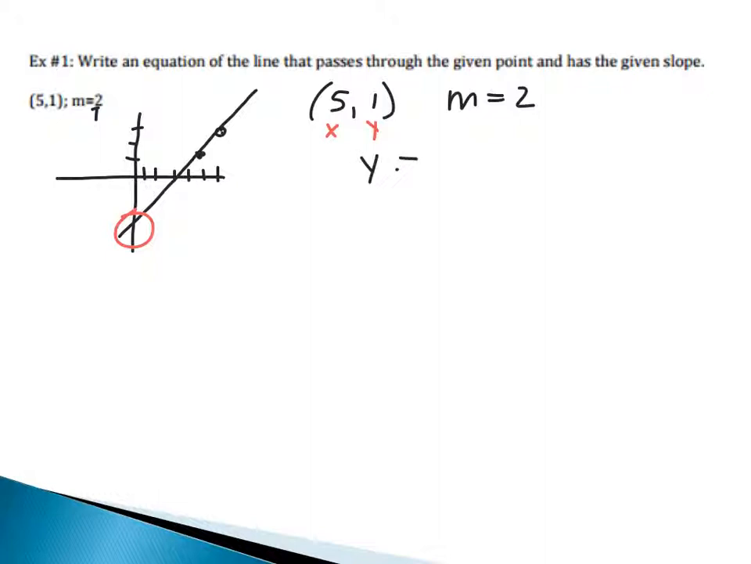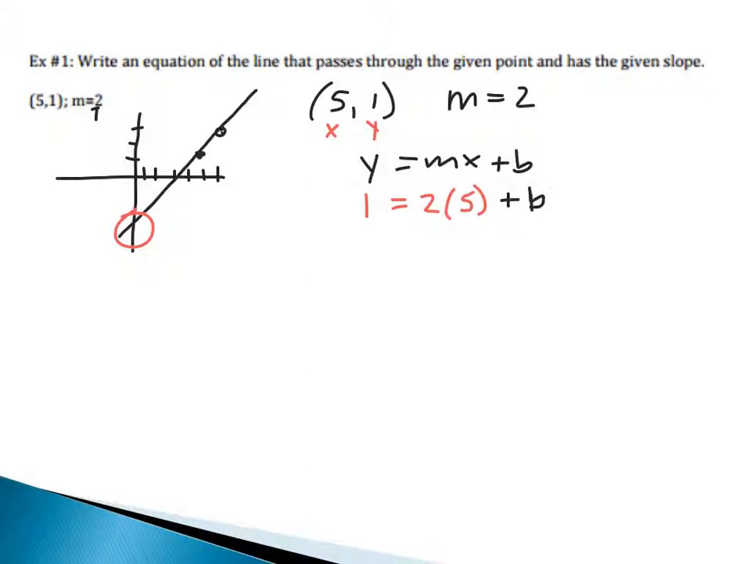So in my equation y equals mx plus b, all I'm going to do is plug these things in. What do I mean by that? Well, what's my y value? My y value is 1 from my point. What's my slope m? My slope m is 2, so I can plug that in, times x, and x is 5, so I can plug that in. And do I know b? No. So I'm going to leave b in the equation.